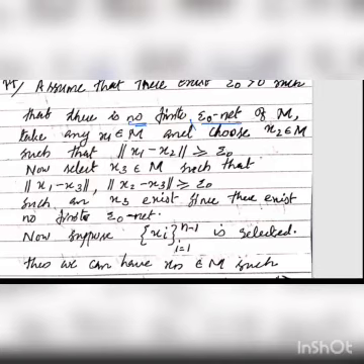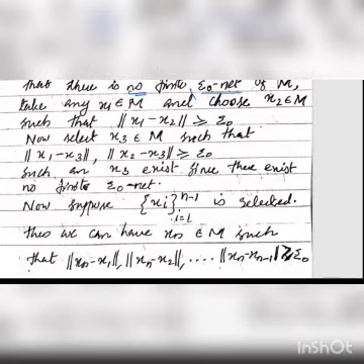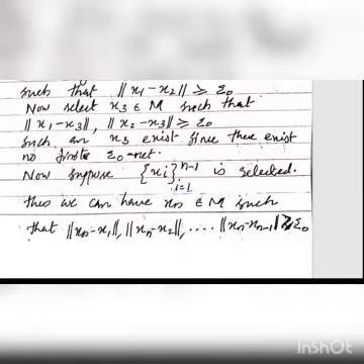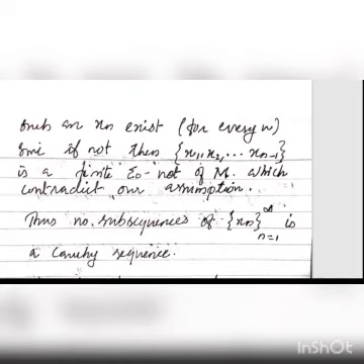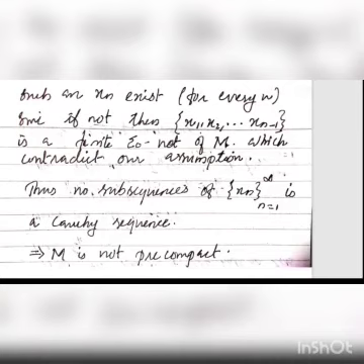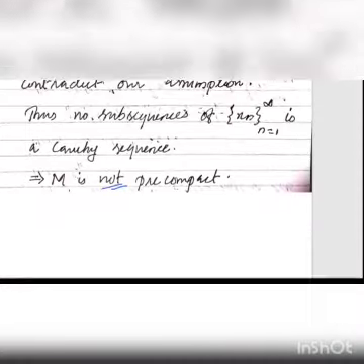Now select an x3 belonging to M such that, and we go on constructing a sequence xi, i equal to 1 to n minus 1. Now we have proved that the distance between these is greater than or equal to epsilon naught. Such xn exist, and thus the sequence is not a Cauchy sequence. That means no subsequence of xn is a Cauchy sequence, which implies M is not pre-compact. So we have proved that part.